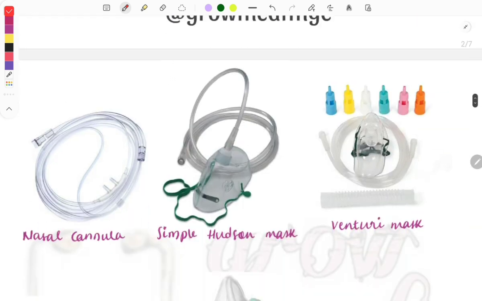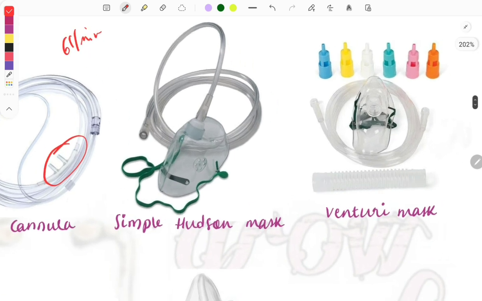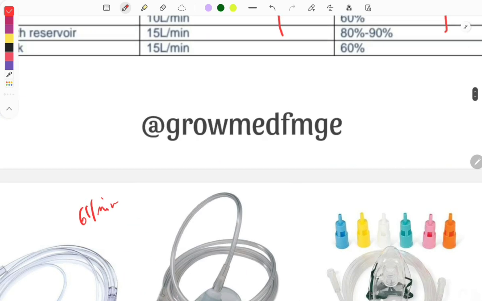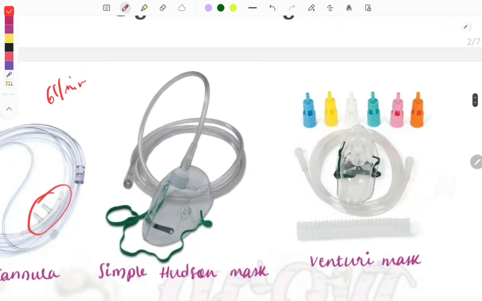For the nasal cannula, it will be 6 liters per minute, and this is the image of the nasal cannula. It will look simple, and you can see this appearance here. Then the simple Hudson mask. It is just a simple mask with a wire attached. That one is the mask. And for the simple O2 mask, this is the maximum flow and the FiO2, which you must remember.